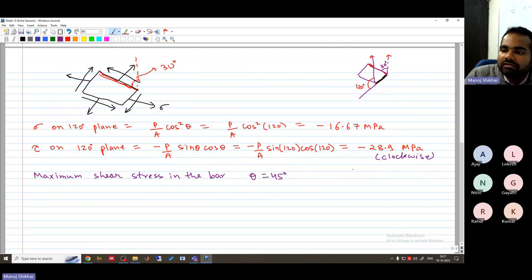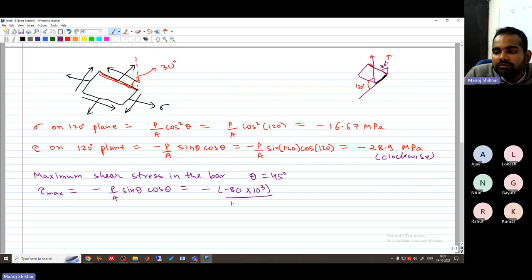You can do the analysis also. You will realize that for theta equal to 45 degrees, you will get the maximum value. So tau max is minus P by A sine theta cos theta, right? So minus 80 into 10 power 3 upon 1.2 into 10 power minus 3 into sine 45 cos 45.